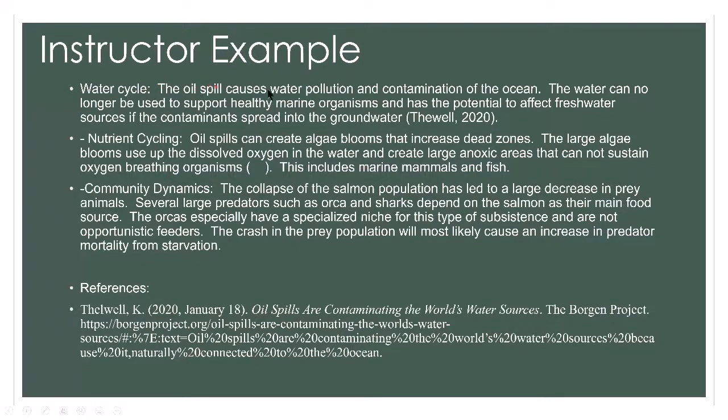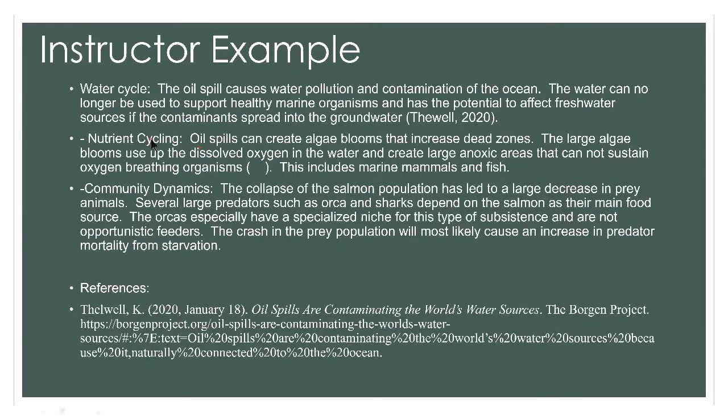So I say the oil spill causes water pollution and contamination of the ocean. The water can no longer be used to support healthy marine organisms and has the potential to affect freshwater sources if the contaminants spread into the groundwater. Okay, so I made a pretty bold claim there. I'm saying that the water can't support anything and can affect freshwater sources. So I need a source to support that, and I've given that here, this reference. I'm going to show you what that looks like whenever you do your references.